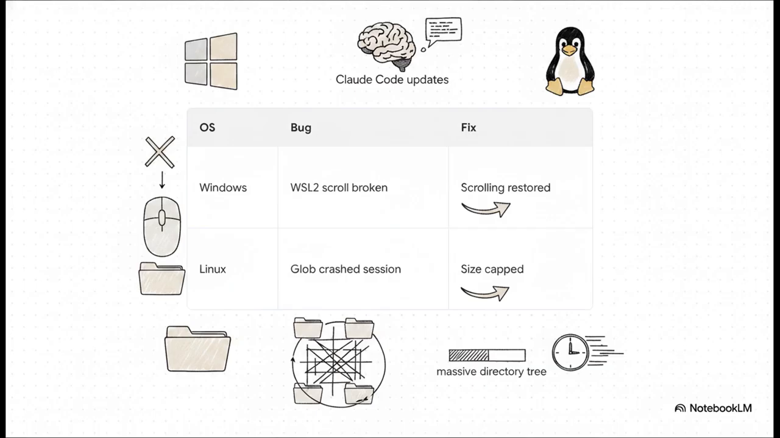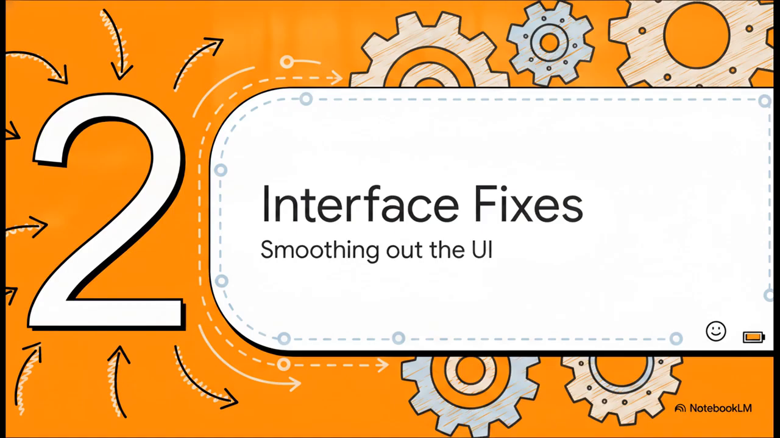And for the Linux users out there configuring sandboxes, when you were using glob patterns, you know those wildcards used to allow or deny read access across huge directories? Claude Code was trying to generate an internal description so incredibly massive that it literally crashed the session. That description size is now capped, which means your session stays fast and usable, no matter how huge your directory tree is.